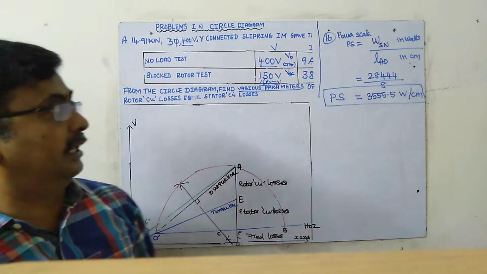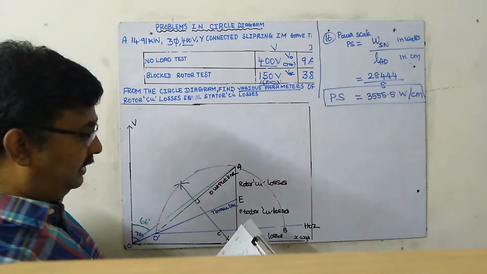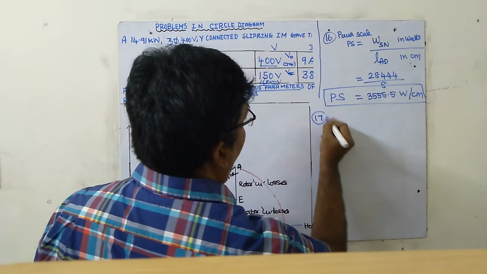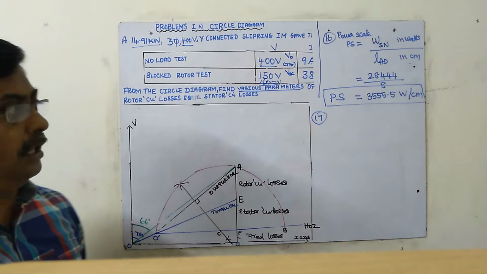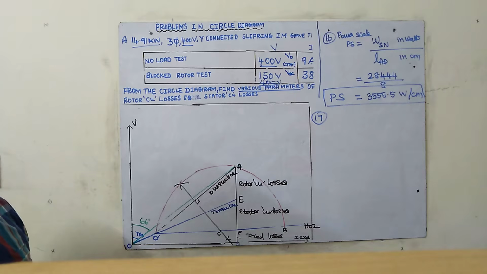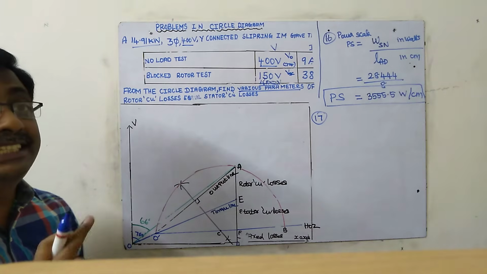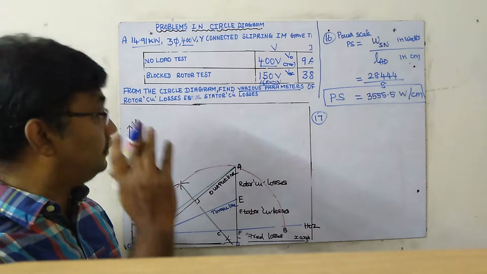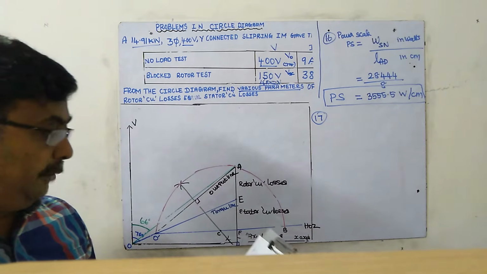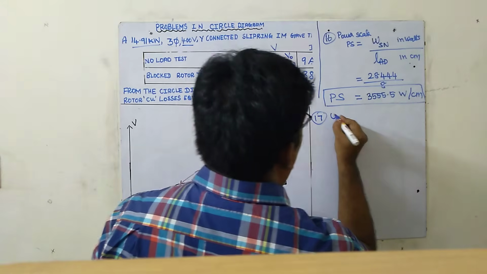So we have calculated. This is the 16th step. Now the 17th step: we have to see the output power. What is the output power? Output power equal to 14.91 kilowatts, or 14.91 into 10 to the power of 3 watts. I have to convert this into centimeter. Output power in centimeter.